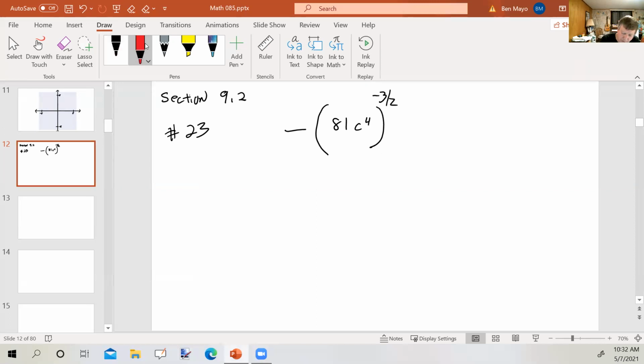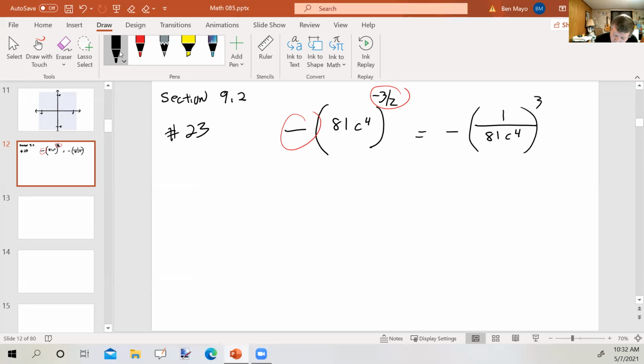Now, first of all, I want to point out that this negative sign that's outside of the parentheses is not part of the base to which the -3/2 is attached. So if I want to get rid of this negative exponent and make it positive, this is going to become negative, the quantity 1 over 81c to the fourth, all to the +3/2 power. Okay, so now we've turned the exponent into a positive exponent. Next, I'm going to take this exponent and attach it to each piece inside.